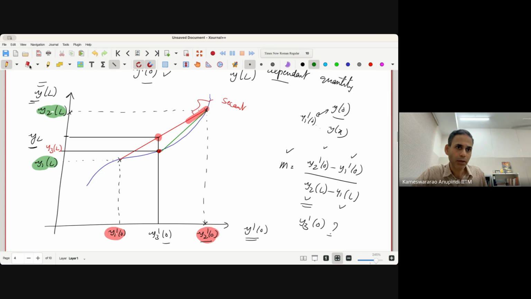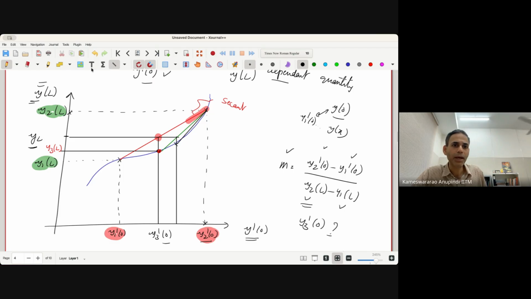And then once you have this value, then again I'm going to evaluate this secant at y of L. That's going to give me what is y4 prime of 0. Then I'm going to get the next y4 of L. That is going to be y4 of L. And then I'm going to draw another secant and so on.